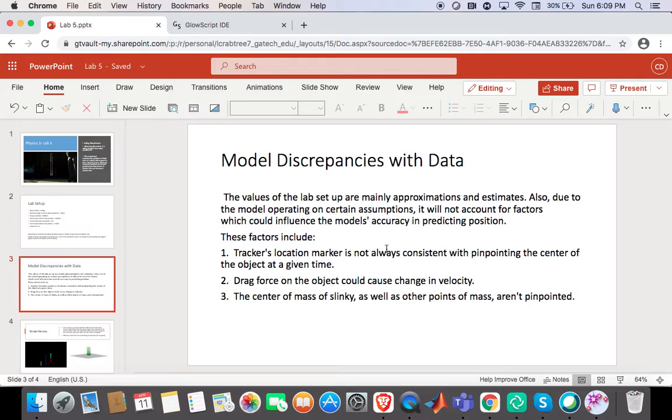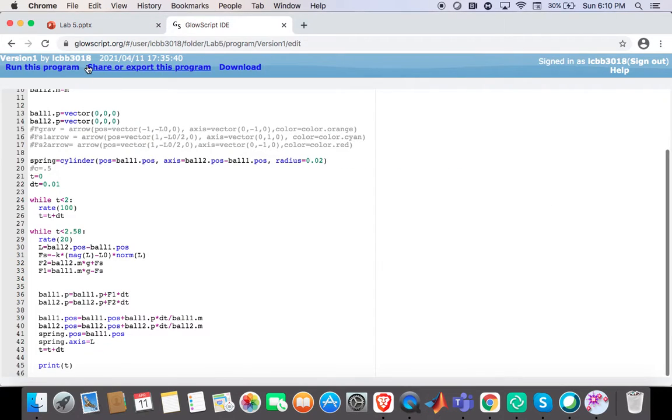Also, due to the model operating on certain assumptions, it will not account for factors which could affect the model's accuracy in predicting position. These factors include that the tracker's location marker is not always consistent with pinpointing the center of the object at a given time, the drag force on the object could cause change in velocity, and the center of mass of the slinky as well as other points of mass aren't pinpointed. And so here is the model.